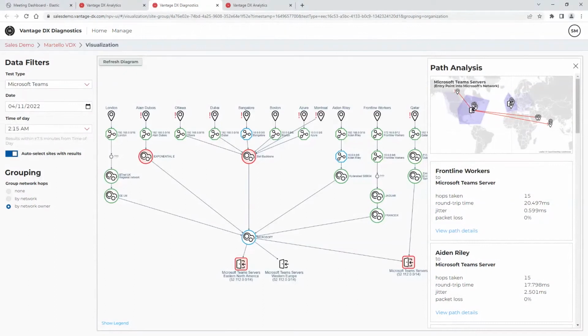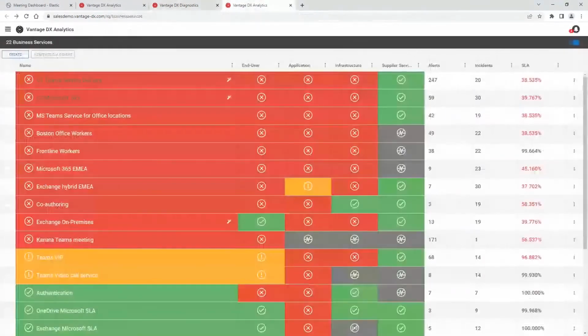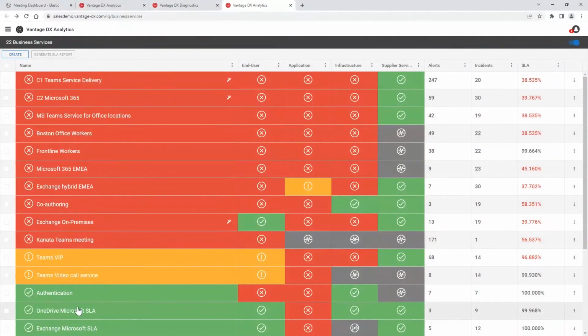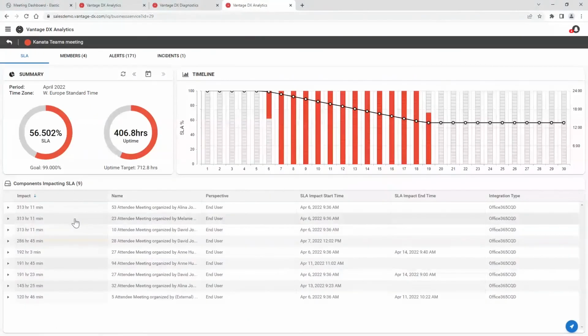And finally, you can measure and define SLA for your team's meetings. And for that, we're going to use the business services section of our solution. So here you can see multiple different business services created, but we're looking at the one here that we created for our Canada office, which is our headquarters. So by opening this one up, you can see how we're measuring that SLA and calling out any one of the members of this business service if they're the ones impacting this SLA.